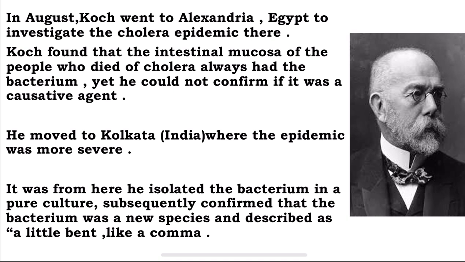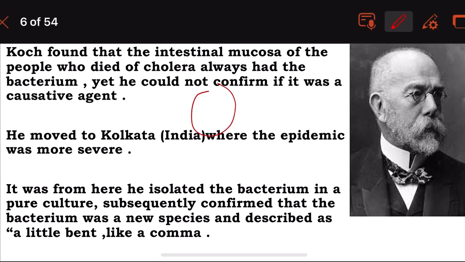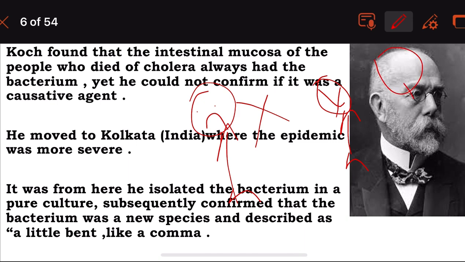He found out that the intestinal mucosa of the people who died of cholera always had this bacterium. See, so we see this person, XYZ person, okay? This person is dead because of cholera, and then again we have another person who died of cholera, and when the intestines were examined, they always had this bacterium Vibrio cholerae. Yet he could not confirm it to be the causative agent.